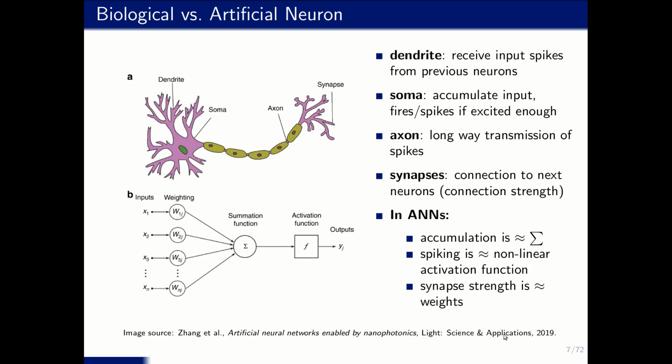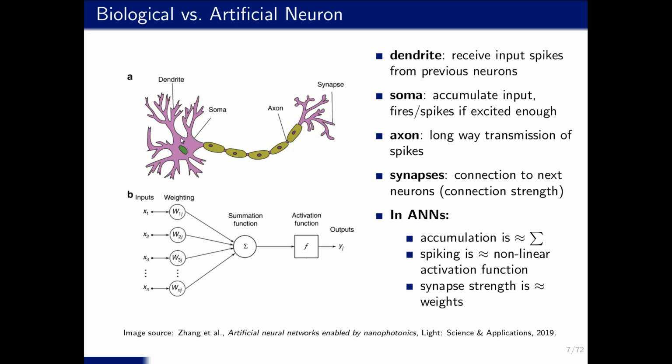So here is a comparison of biological and artificial neurons. A real biological neuron has several parts. It has a soma, the cell body, and the soma gets input via these dendrites. Essentially, previous neurons send an electrical spike, and the spike travels to these dendrites and gets accumulated in the soma.